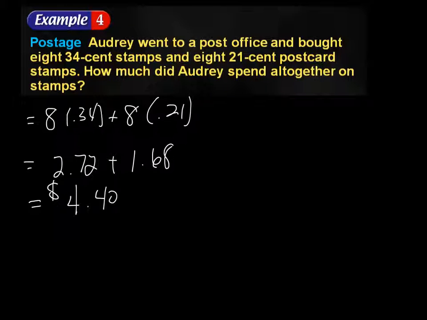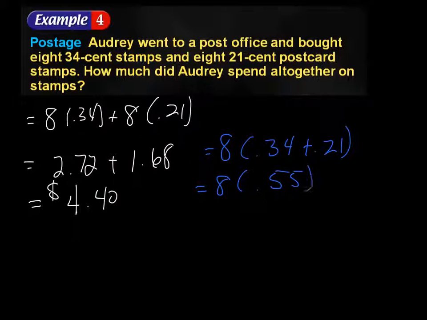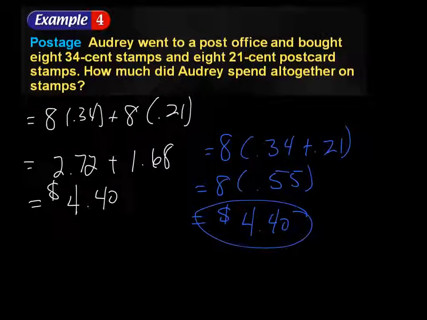We could have also done the same problem using the distributive property. And so we could have rewritten that as 8 times (34 cents plus 21 cents), which would be 8 times 55 cents, which, wouldn't you know, is $4.40. Same answer, two different methods.